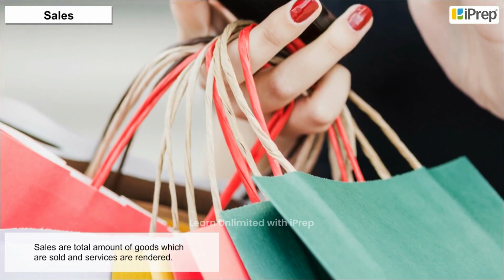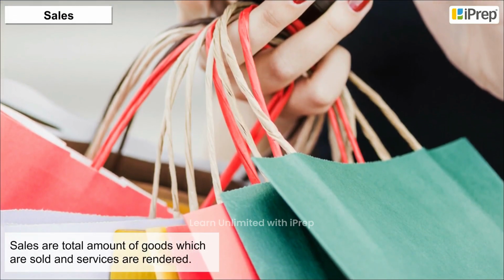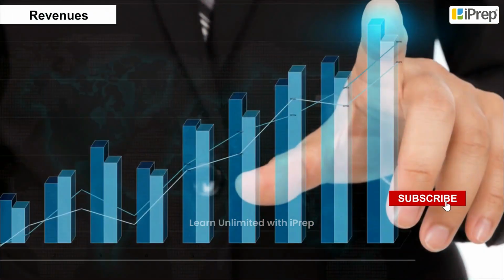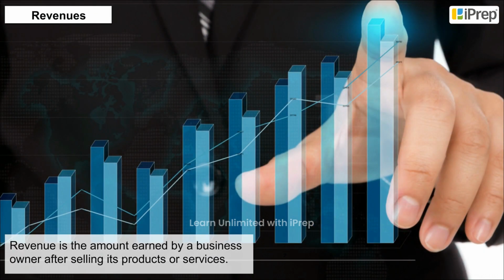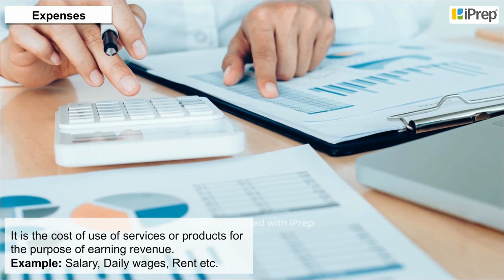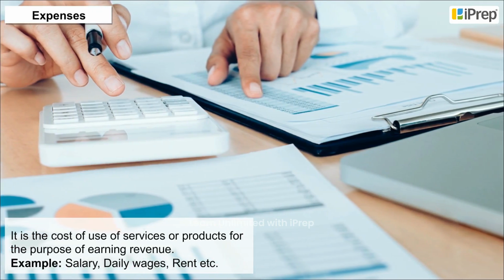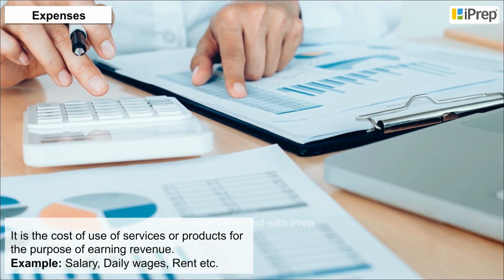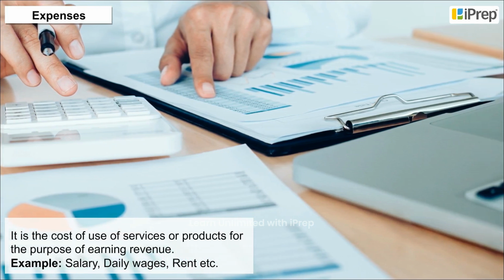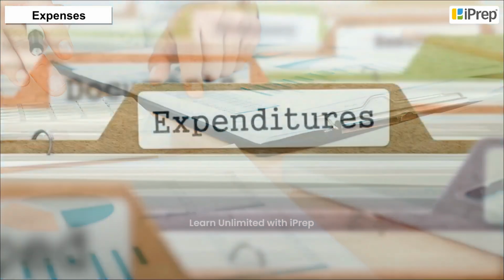Sales. Sales are the total amount of goods which are sold and services rendered. Revenues. Revenue is the amount earned by a business owner after selling its products or services. Expenses. It is the cost of use of services or products for the purpose of earning revenues. Example, salary, daily wages, rent, etc.